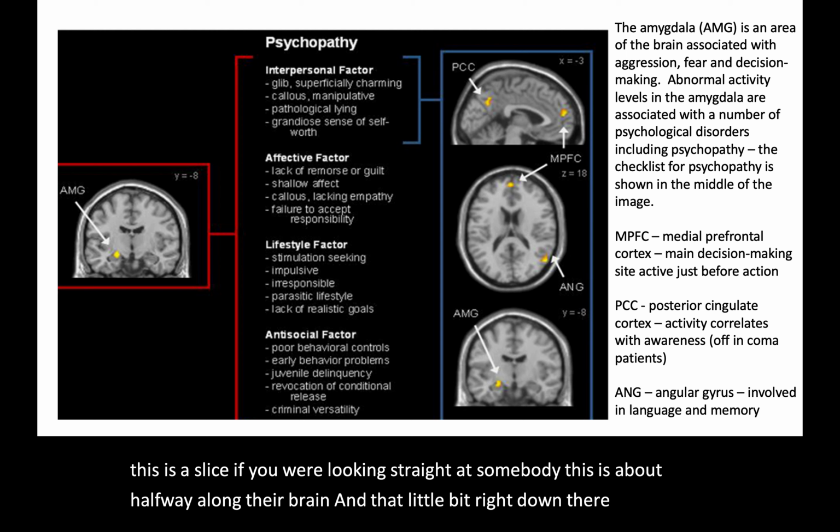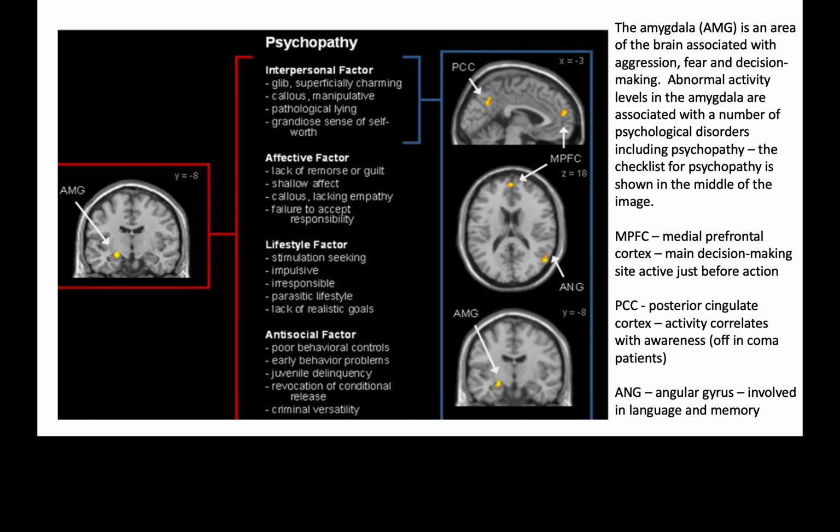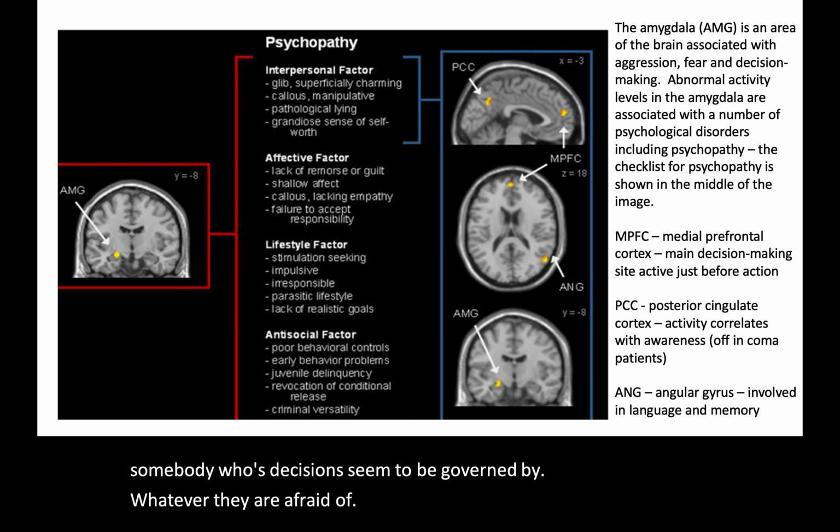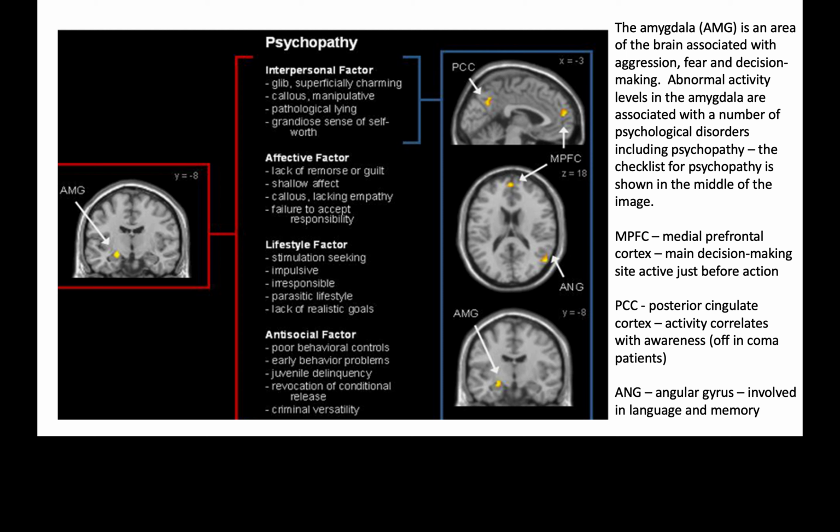So think of this. Do you know somebody whose decisions seem to be governed by whatever they're afraid of? And do you know somebody who just does not care? Probably at least part of what you're looking at, or at least a symptom of what you're looking at, is that the person that seems more fear induced would probably show more activity in the amygdala. And the amygdala of somebody that just wasn't paying attention or just did not care would probably be much less active.